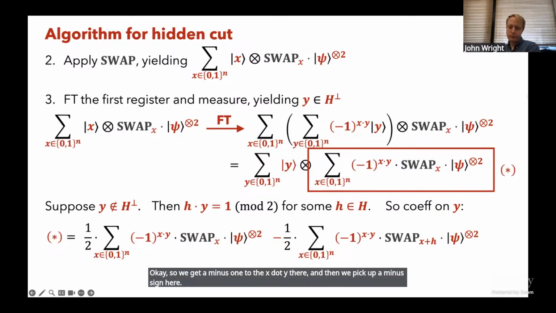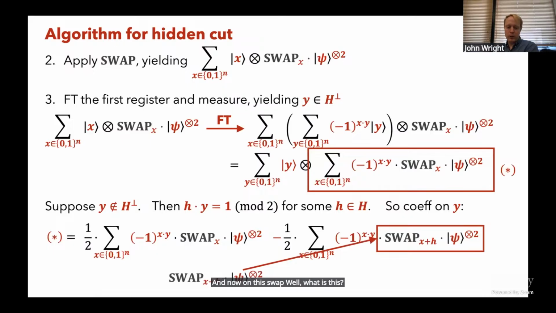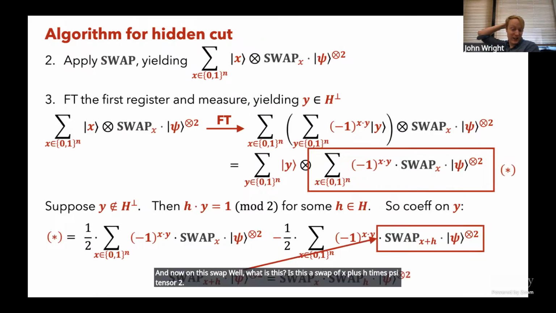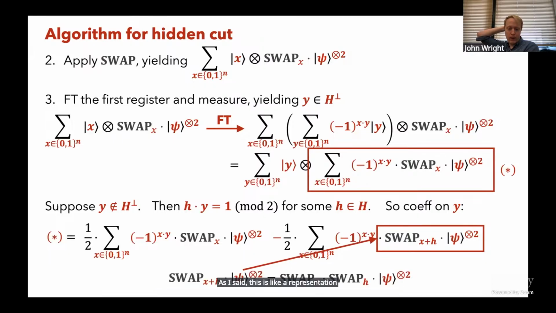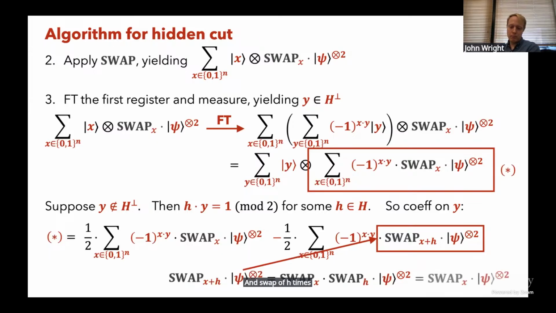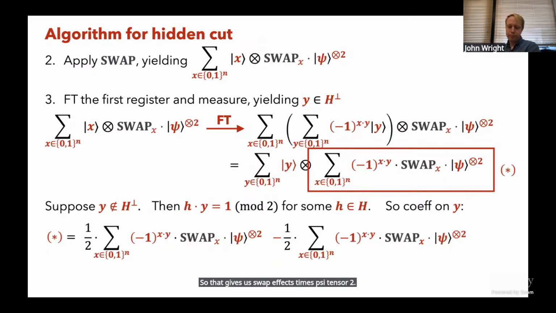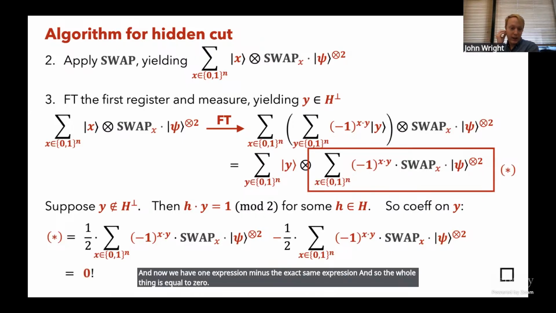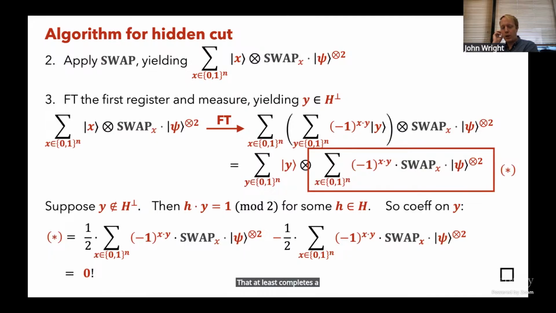So we get a minus 1 to the x dot y there, and then we pick up a minus sign here. And now on this swap, what is this? This is swap of x plus h times psi tensor 2. As I said, this is like a representation, so this is equal to swap of x times swap of h. And swap of h times psi tensor 2 is just psi tensor 2, because h is an element of our hidden subgroup. So that gives us swap of x times psi tensor 2. And now we have one expression minus the exact same expression, so the whole thing is equal to 0. That at least completes a proof that you always get a y that's in H-perp. You never get a y outside of H-perp.